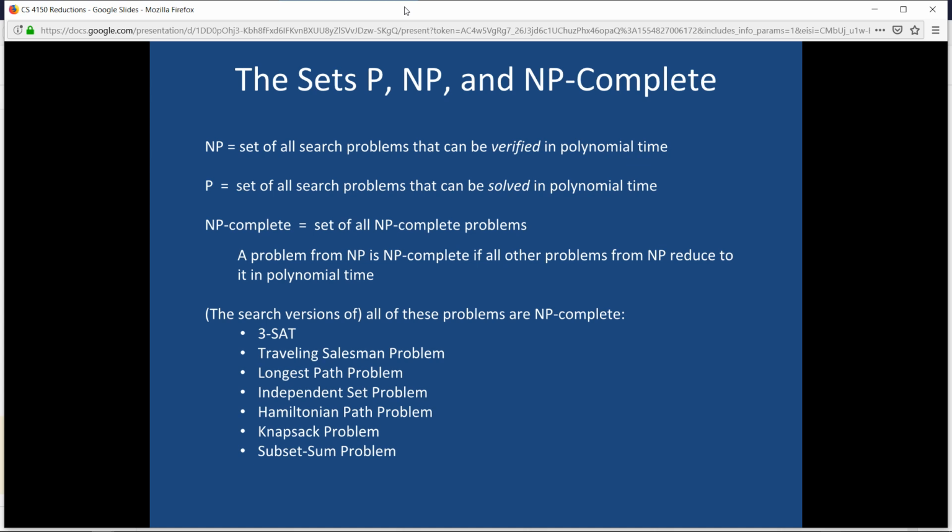Exactly. Suppose, now that you know this, every problem you pick from NP reduces to each one of these. So suppose you found a fast algorithm, a polynomial time algorithm that solved the Hamiltonian path problem. Now that you know that this can be solved fast, how could you argue that 3-SAT could be solved fast?